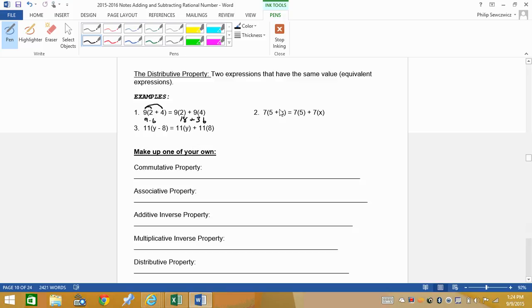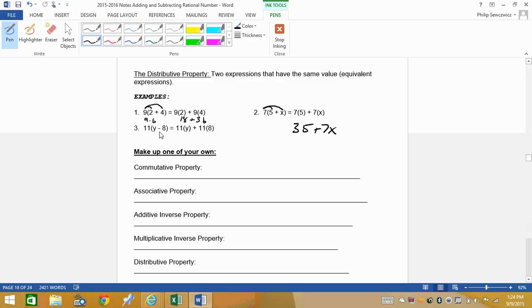And we're going to see this especially with our variables right here. So distributive property, 7 times 5, and plus 7 times x. If we clean this up, this would really be 35 plus 7x. Here, 11 times y is 11y. 11 times 8 is 88.